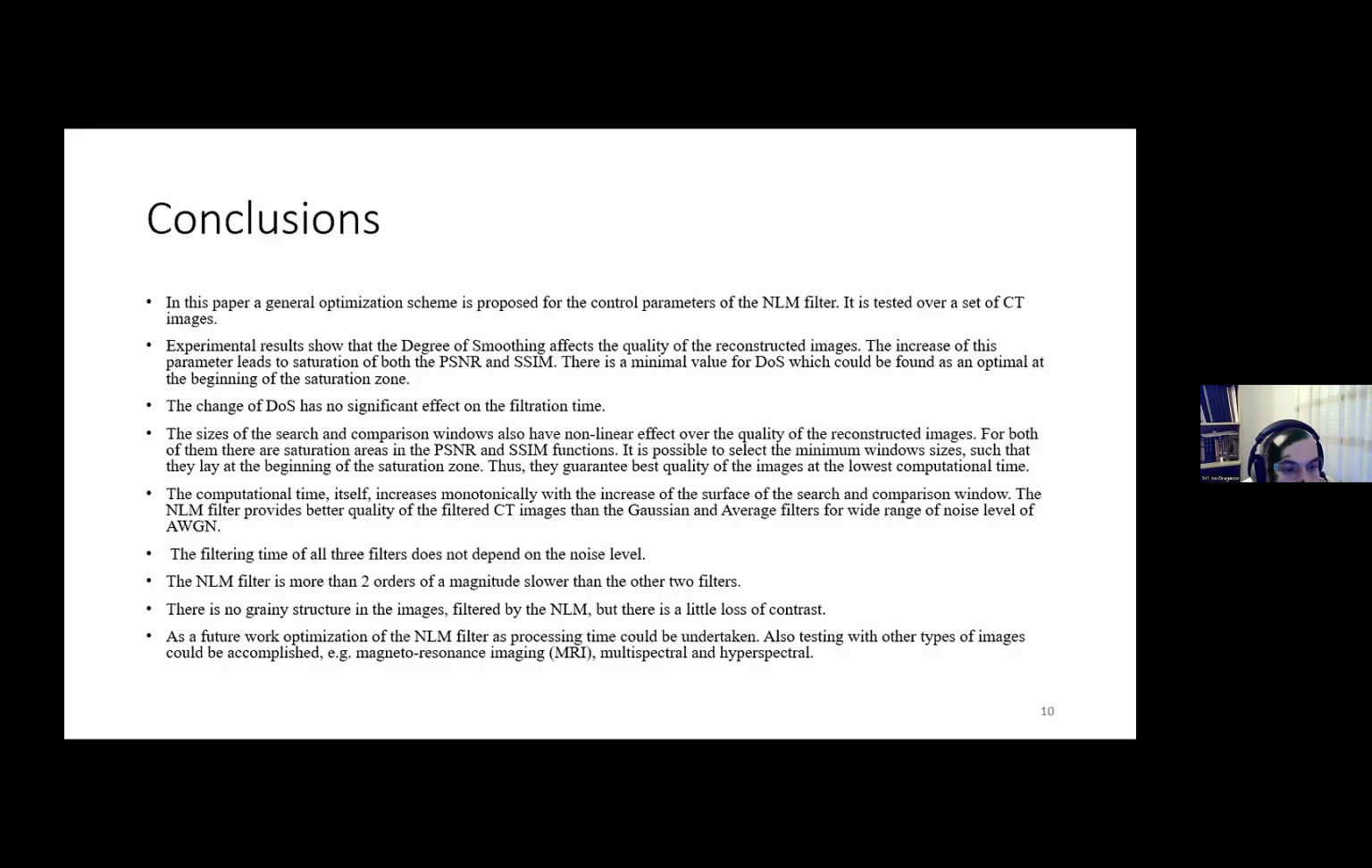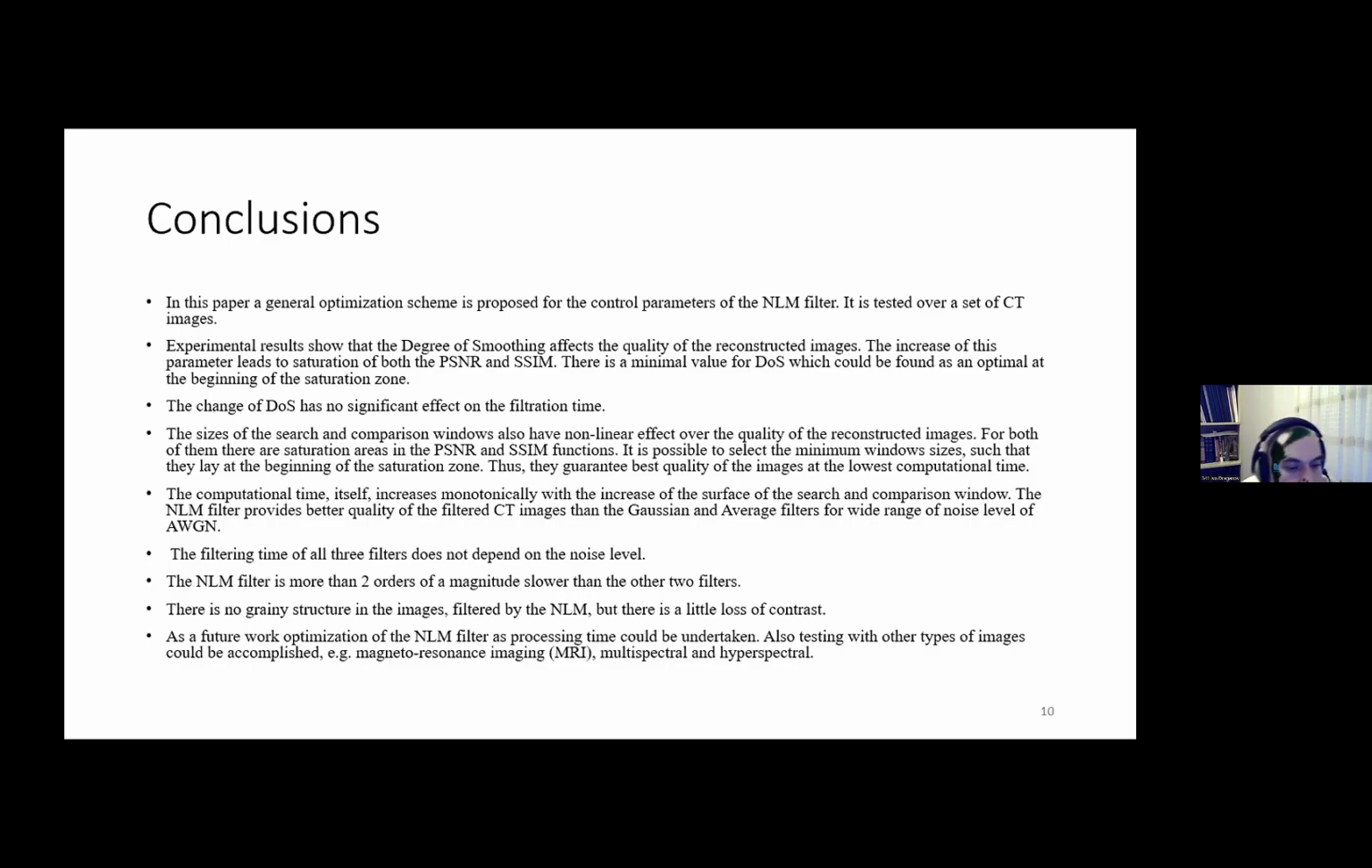The sizes of the search and the comparison windows have a non-linear effect on the quality of the reconstructed images. For both of them, there are saturation areas from where we get the optimal values. The computational time increases monotonically with the increase of the surface of the search and the comparison window. The NLM filter provides better quality of the filtered images than the Gaussian and the average filters. The filtering time of all three filters does not depend on the noise level, while the NLM filter is 2 orders of magnitude slower than the other two filters.